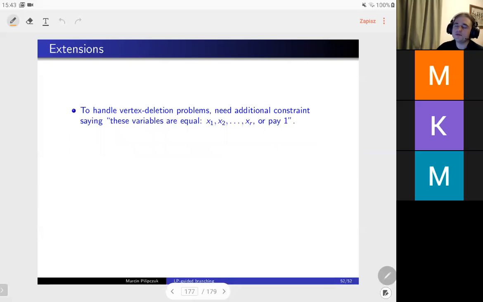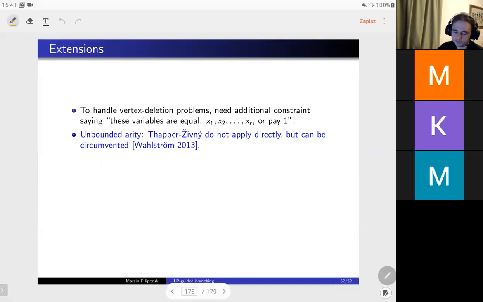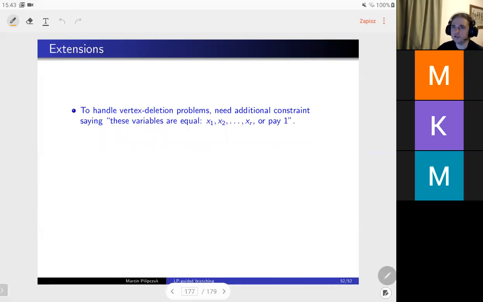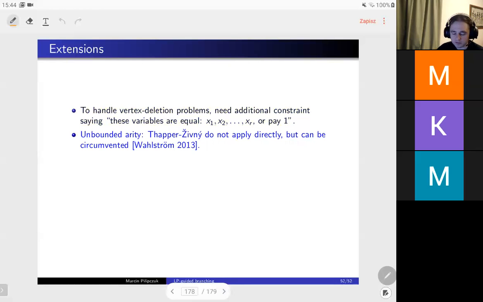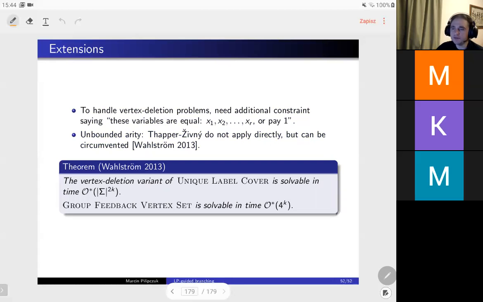I want to say that also Magnus in his work said that, apart from this constraint, you can have constraints like these guys are equal or pay 1, and this allows you to generalize things to vertex deletion problems, because the previous one is really about edge deletions, violating these edges. It's not easy to get vertex deletion problems, but you can extend it to some vertex deletion problems. It's sketchy up there. The vertex deletion has also got the same running time bound. And the previous argument won't apply directly, but you can circumvent it, and you can solve unique label cover.